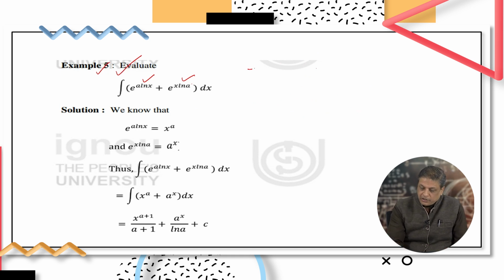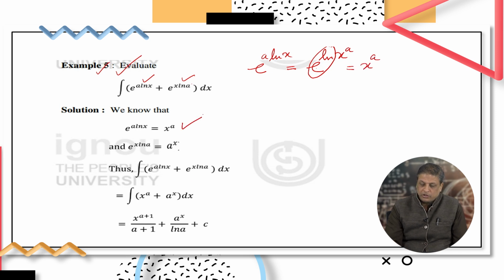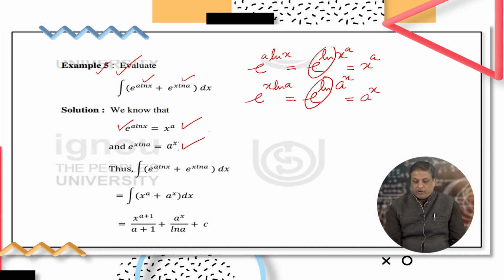In order to integrate, firstly we rewrite the expression. The first expression is e^(a ln x). It will be written as e to the power natural logarithm of x^a, and e and natural logarithm are opposite of one another, so the overall answer turns out to be x^a. Similarly, e^(x ln a) can be written as e to the power natural logarithm of a^x, and e and natural logarithm are opposite of one another, so it will turn out to be a^x.